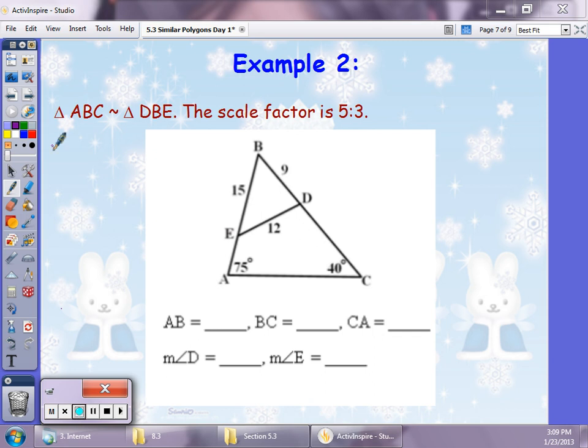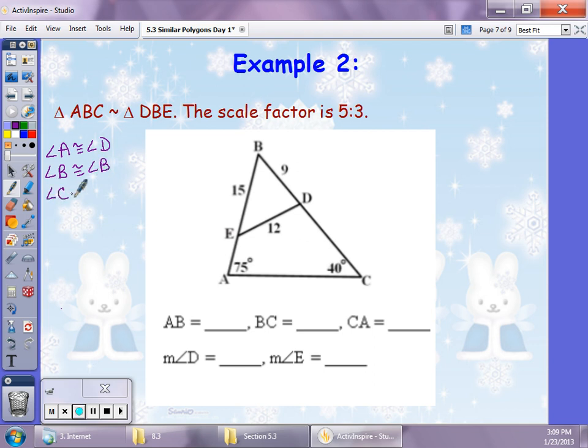So we know that angle A is going to be congruent to angle D. Angle B in both triangles are going to be congruent to each other, and angle C is going to be congruent to angle E. We also know that side AB is similar to side DB, side BC is similar to side BE, and that side AC is similar to side DE.